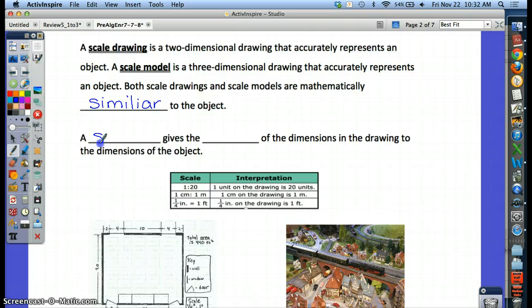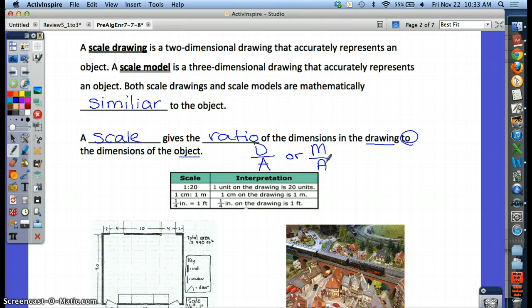So a scale gives the ratio of the dimensions in the drawing to the dimensions of the object. So scale is always going to be drawing to object, or model to actual. That's how I like to name it. So know that. It's always going to be the drawing or the model to the actual.